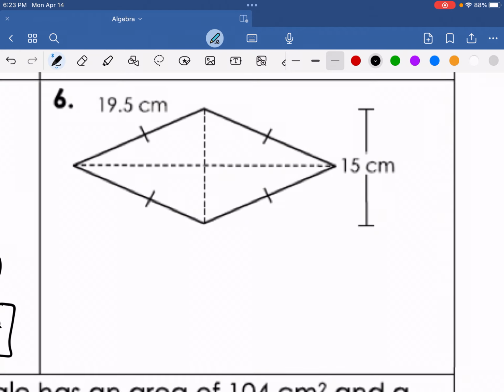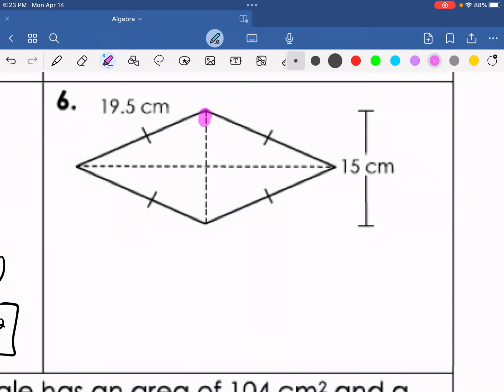All right, number 6. Again, we need to know from top to bottom how long that is, and we know it's 15. Okay, so we know one of them. Now we need to know how long it is from side to side, left to right. So that would be from here all the way to here. Now, how are we going to find that?